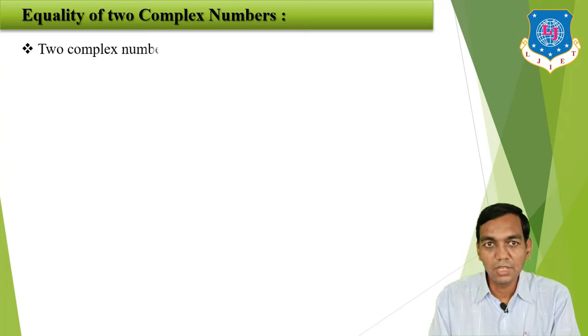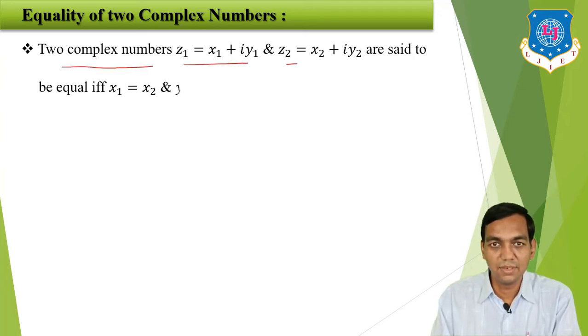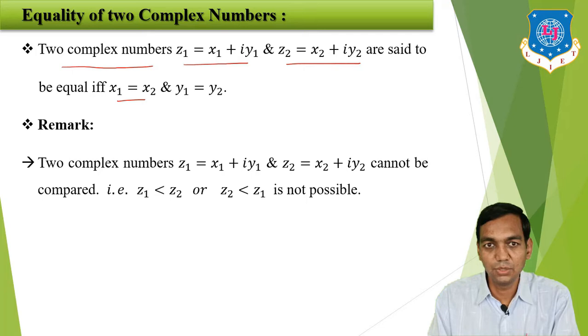Then suppose you have two complex numbers z1 is equal to x1 plus iy1, z2 is equal to x2 plus iy2, and if you have x1 is equal to x2 and y1 is equal to y2, then we say that z1 and z2 are equal.